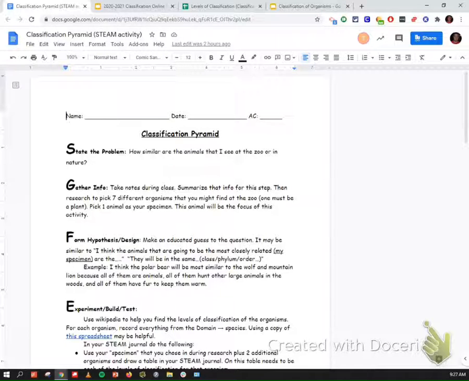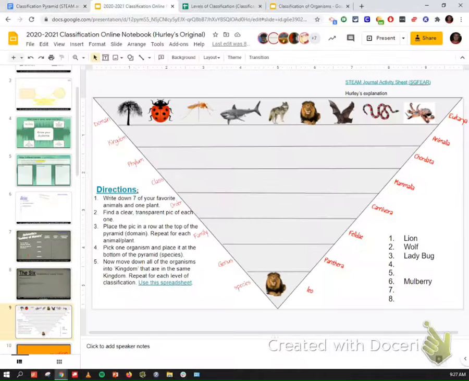We're going to do the S, G, F, and the E in science today and Friday. And then math is going to do the A and the R as well, and it's on the back of this paper if you have it, or just scroll down on this document. This document can be found in your notebook on slide number 9. If you'll notice up here at the very top, it says STEAM Journal Activity Sheet, SG Fear. There's a link above the bat, the snake, and the octopus at the top right. And this video is going to be posted right there on Hurley's explanation.